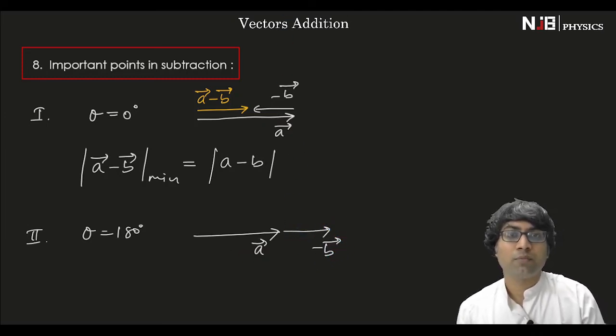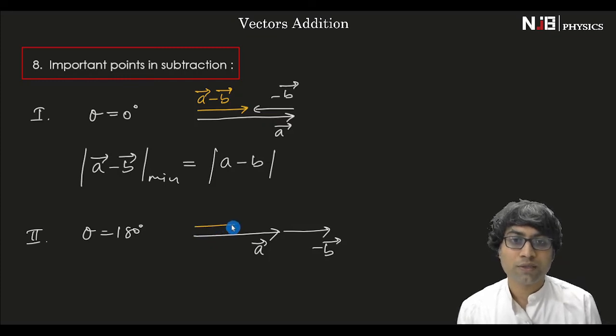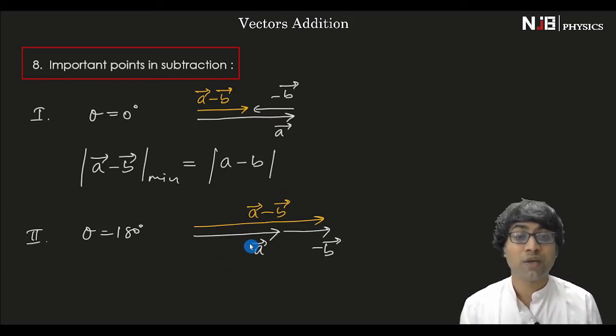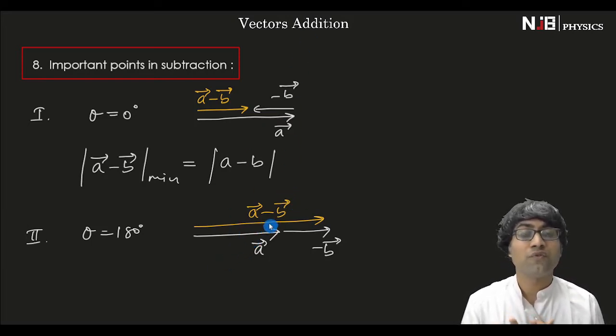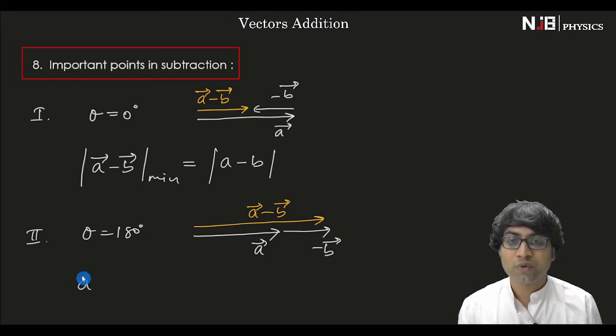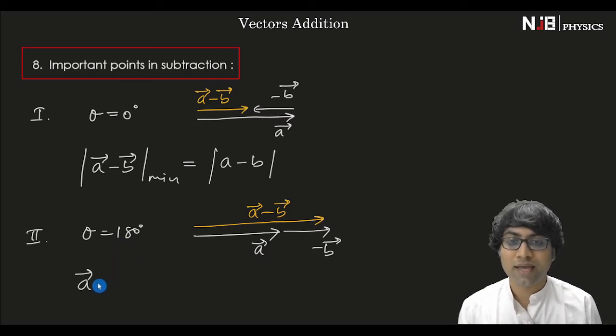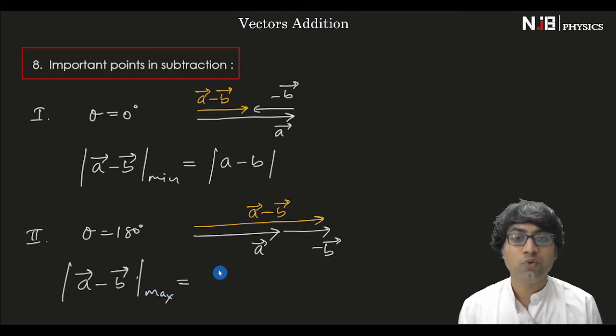So what is a vector minus b vector? It is going to be this vector, which is a vector minus b vector, and you can clearly see that in this situation the magnitude of the difference of two vectors is maximum. So we can say that when the two vectors are anti-parallel, that means the angle between them is 180 degrees, then the difference of the two vectors is going to be maximum, which will be equal to the sum of magnitudes of the two vectors, which is equal to a plus b.